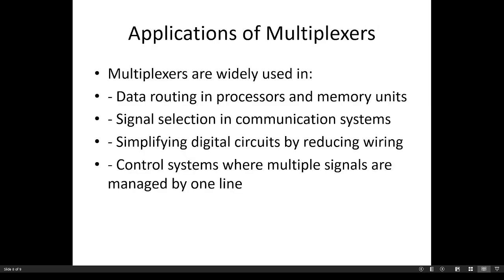These are some applications of multiplexers. Multiplexers are widely used in: one, data routing in processors and memory units; signal selection in communication systems; simplifying digital circuits by reducing wiring; and lastly, control systems where multiple signals are managed by one line.